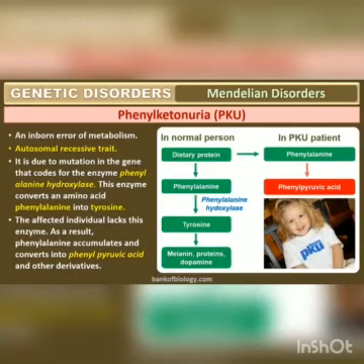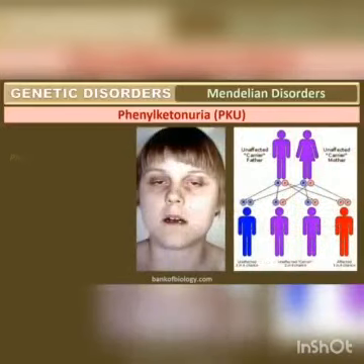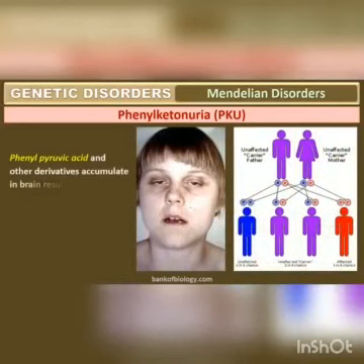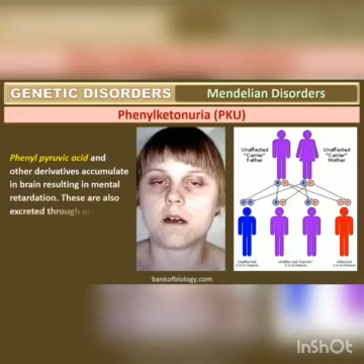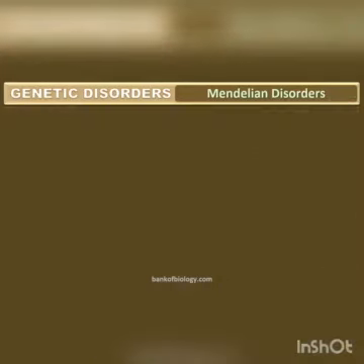If you see the characteristics of phenylketonuria patients, they have severe mental retardation and light pigmentation of skin and hair color. Phenylpyruvic acid and other derivatives accumulate in the brain, resulting in mental retardation. These are also excreted through urine because of poor absorption by the kidneys. So this phenylpyruvic acid is excreted through urine.